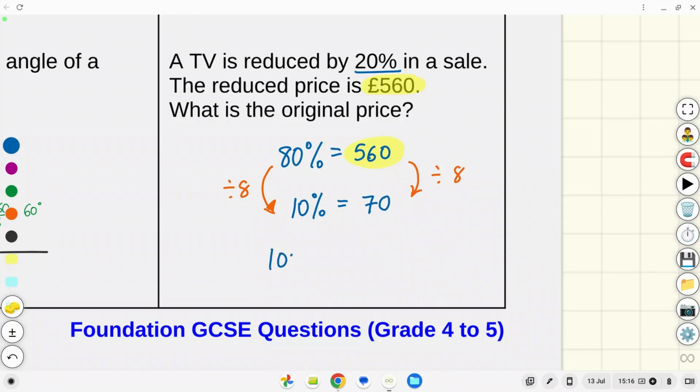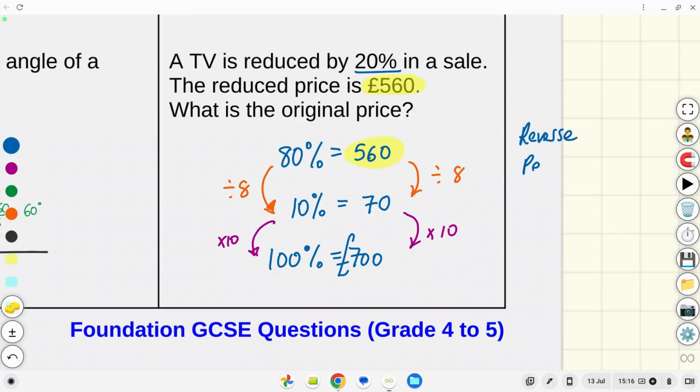And now we can get back to 100%, what the original price was. To get back to 100%, we times by 10 because we're at 10%. 70 times 10 is 700. So this TV originally was £700, and that's called a reverse percentage question.